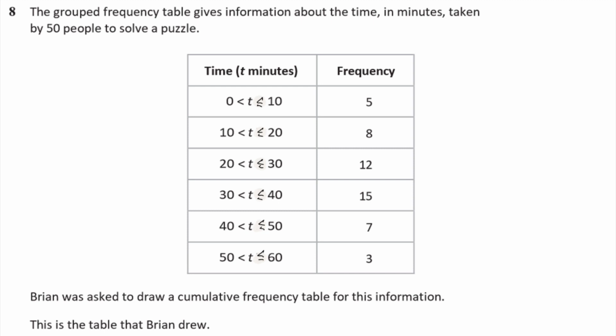Brian was asked to draw a cumulative frequency table for this information. This is the table that Brian drew. Write one thing that is wrong with the cumulative frequency table. Now, as far as I can see, he's added them up correctly. The first value in your cumulative frequency table should be 5. The next one you're going to get by adding 5 and 8 together, which is 13. The next one you're going to get by adding on the 12, so 13 plus 12 is 25.